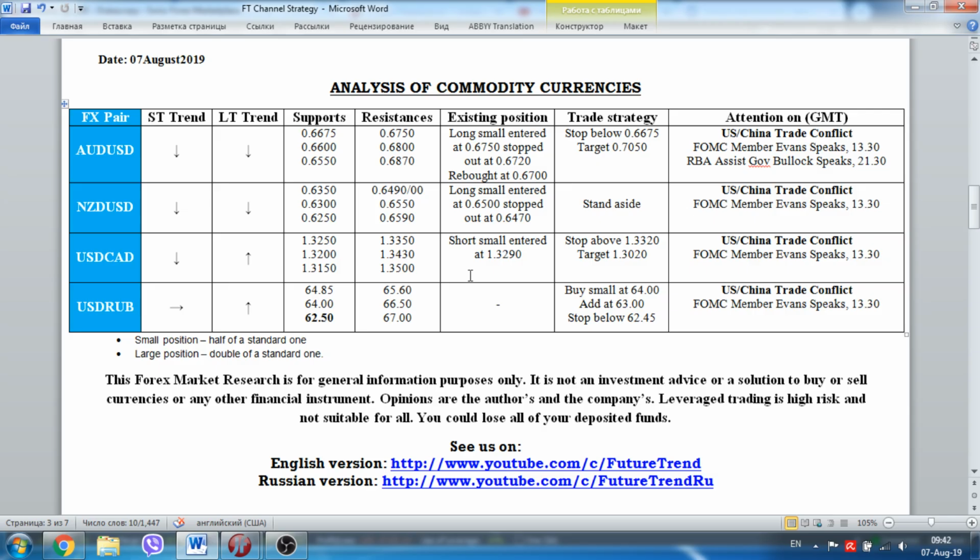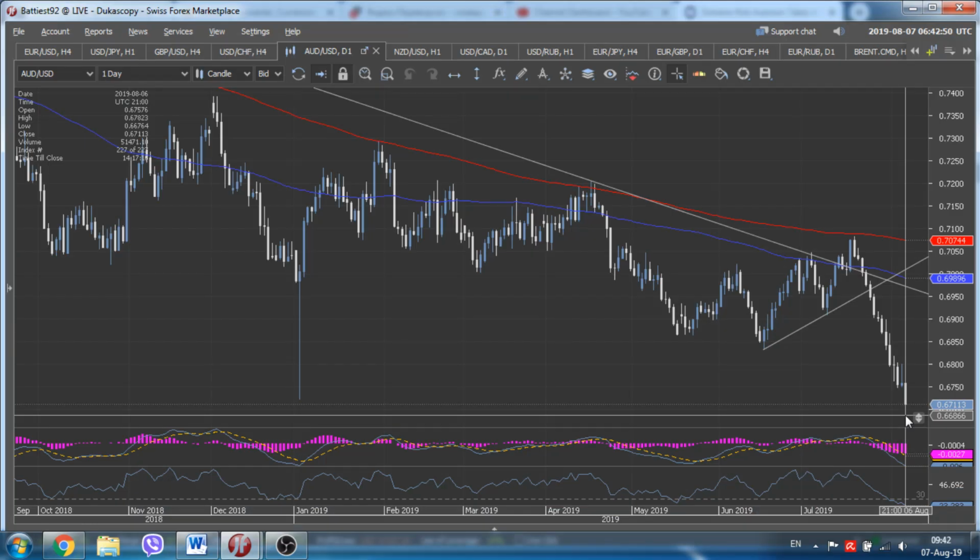Anyway, we rebought the Australian dollar at the 67 level, putting the stop just below the lows of this trading session, located at 66.76. We put a stop just below 66.75. In case of a turn in the risk sentiment, the Australian dollar could rebound a little bit. Fast, reliable resistance is located at 68, with the next one at 68.50.